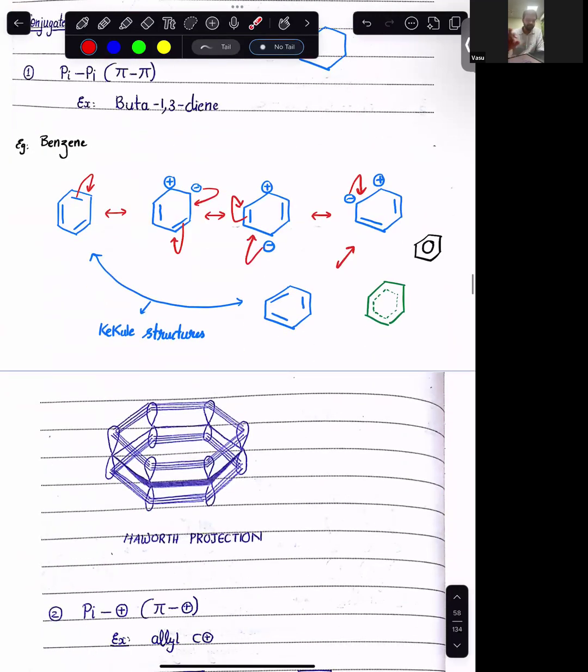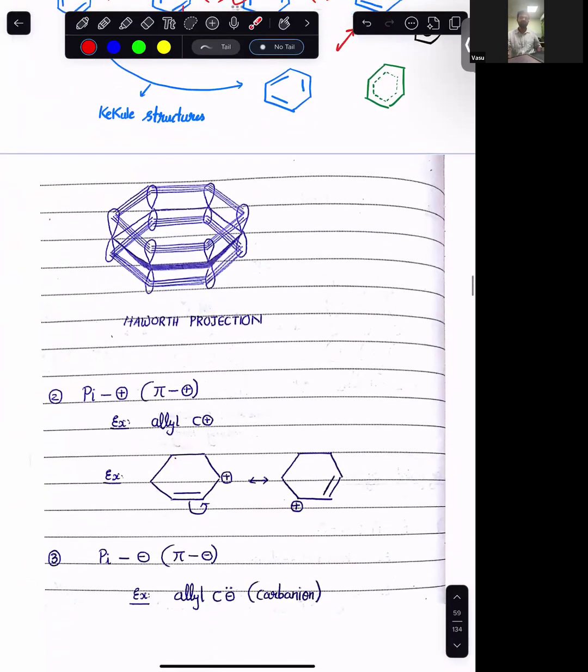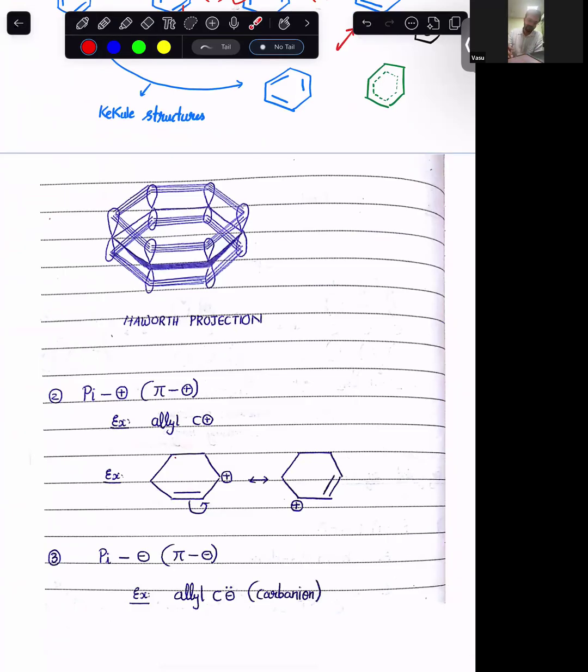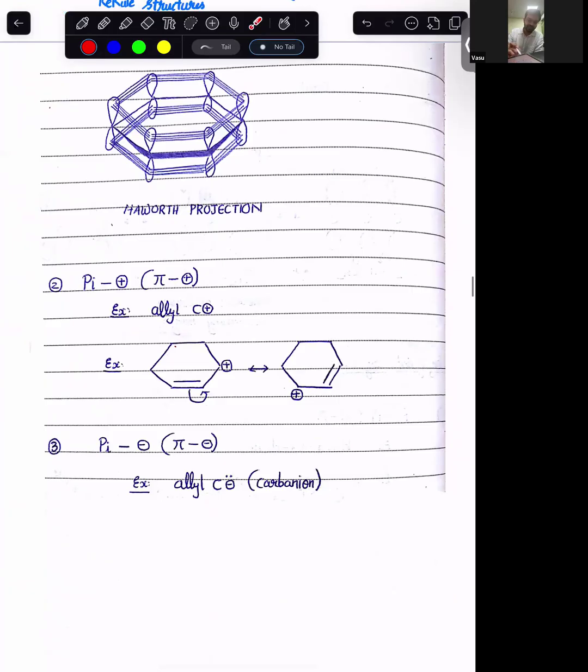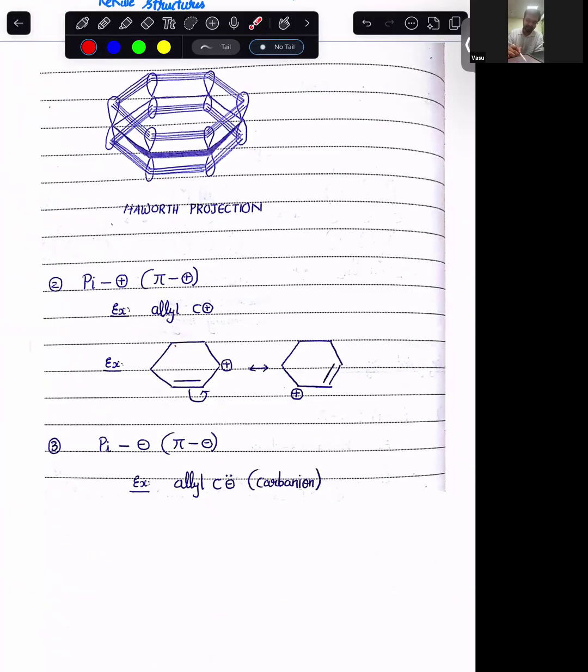Whenever you see pi alternate pi, there will be resonance. Next, pi alternate positive. Example, allyl carbocation. Again, we already saw the standard allyl carbocation, right? Which is CH2 double bond CH bond CH2 positive. We already looked into symmetric p orbitals on this. So this is also the same: sp2, sp2, sp2. So you have pz, pz, pz. All of them will be combining among themselves, and the positive charge will be distributed equally, right?